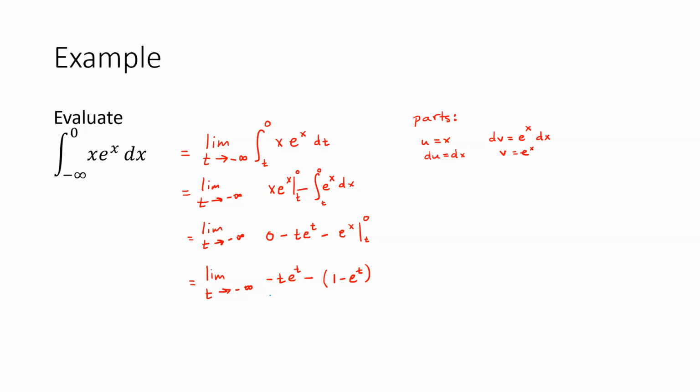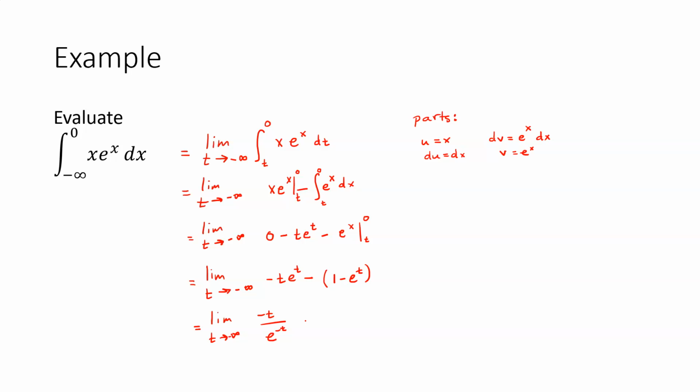And now let's see how we can evaluate this limit. So notice that this limit is an indeterminate form because as t approaches -infinity, this negative t goes to infinity, and then e to the t goes to 0. So I'm going to use L'Hopital's rule, but before we use it, I need to write this as negative t over e to the negative t. So I'm just going to bring this guy to the bottom. So now it's in the indeterminate form.